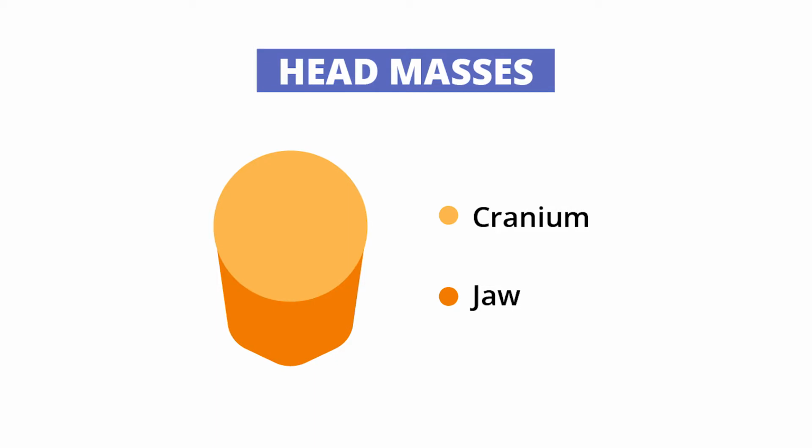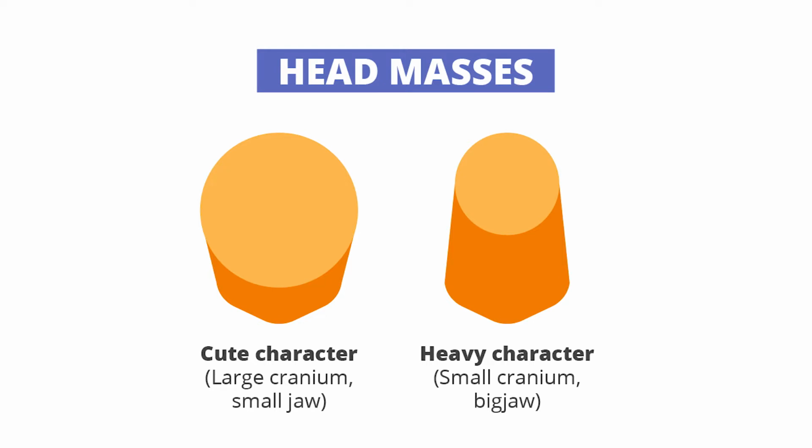You'll get some subtle variety on real people. But the point of cartoons is to exaggerate that variety that we find in nature. So for example, a cute character will have a large cranium and a small jaw, just like a baby. On the other hand, a heavy character will have a small cranium and a large jaw. See how we just created two very different heads with just a simple change?